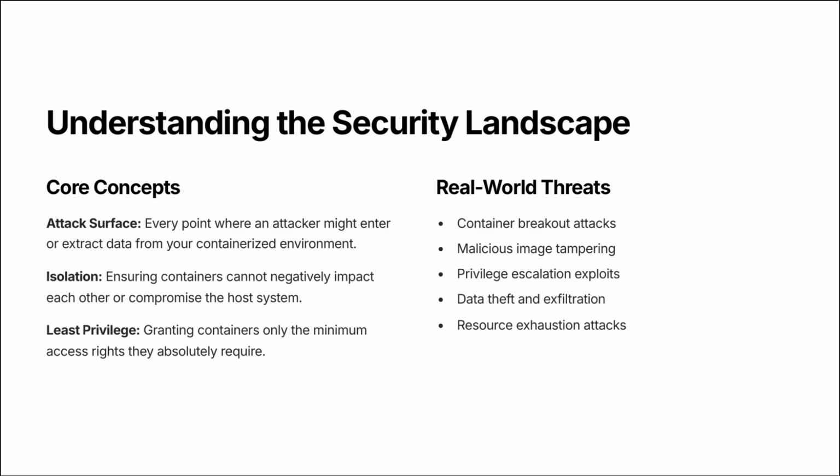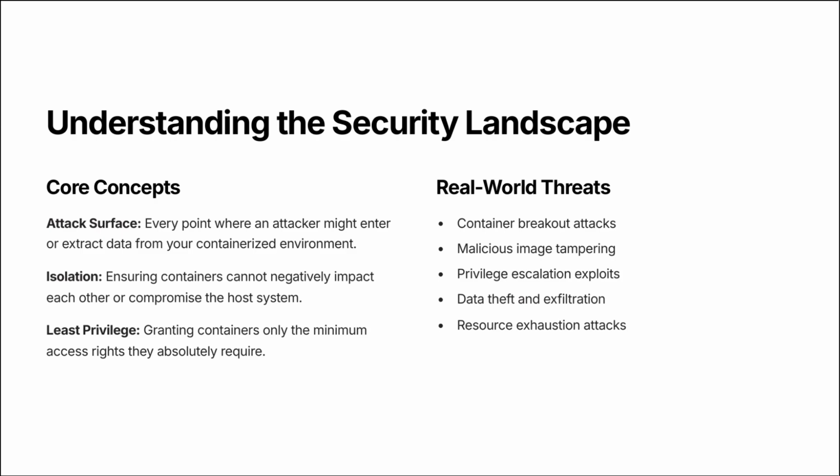Next, we have isolation. Isolation is about ensuring that containers cannot negatively impact each other or compromise the host system. It's critical to set boundaries between containers to prevent potential security breaches. Finally, we have the concept of least privilege. It's about granting containers only the bare minimum access rights they absolutely need. This minimizes the risk of unauthorized access and potential damage.